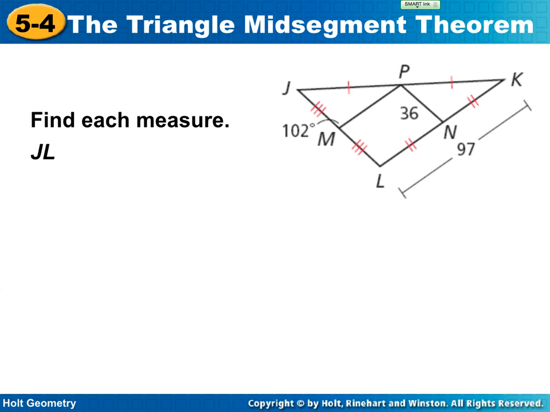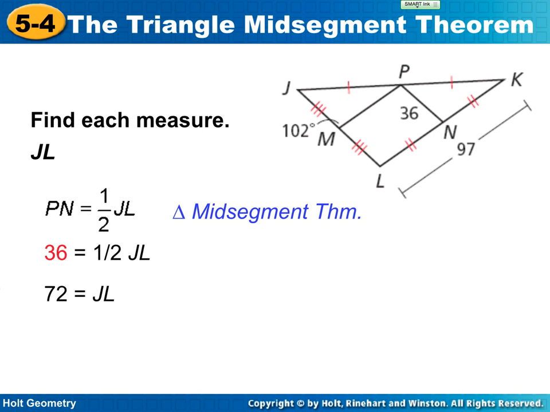All right, let's try just one thing. Can you find just JL? Is JL an angle or a segment? Segment. Is it a mid-segment or a side of the triangle? Side of the triangle. Which mid-segment's it related to? PN. Okay, so if PN's a length of 36, JL is 72. Twice as much. Okay. All right.